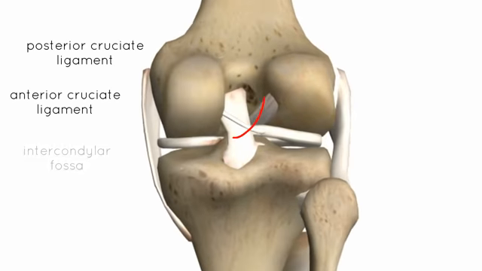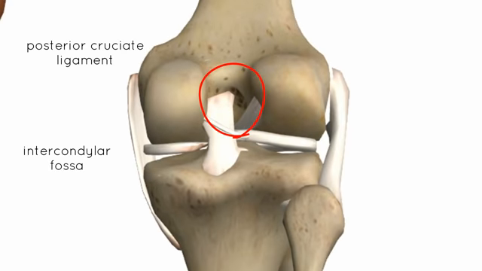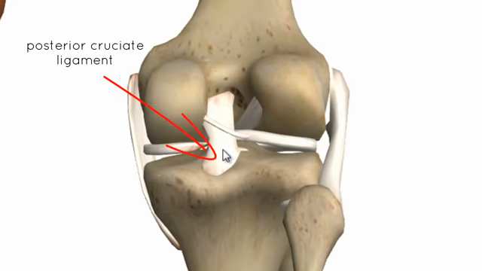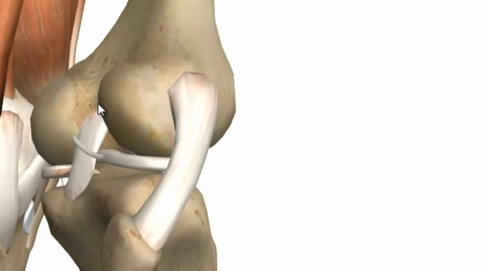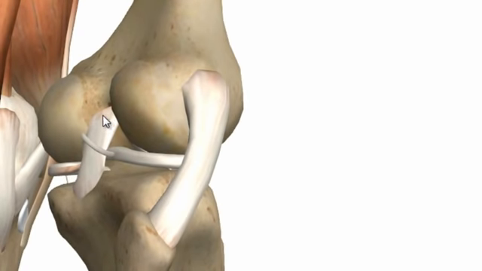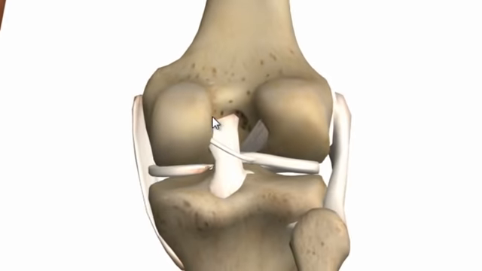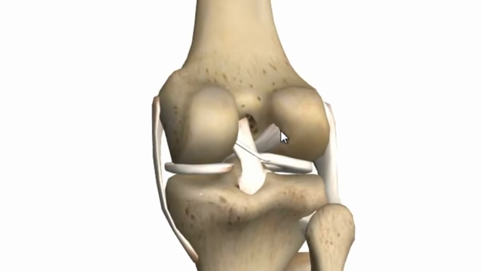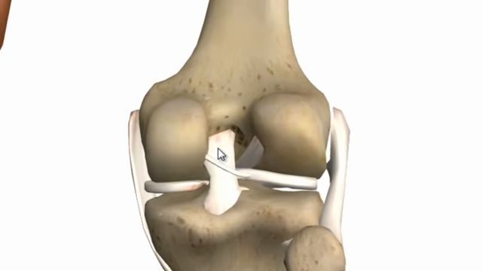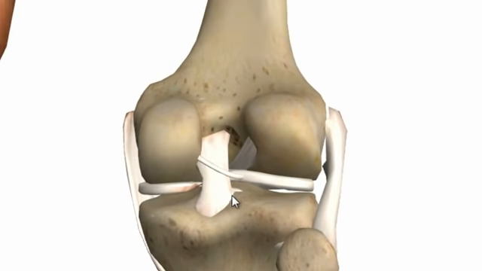So you can see their attachment in the intercondylar fossa. So this ligament here is the posterior cruciate ligament, and its proximal attachment is on the medial wall of this fossa. So you can see this wall of the fossa, so it's medially on the intercondylar fossa, and the anterior cruciate ligament has its proximal attachment on the lateral wall of this intercondylar fossa. So this attaches medially on the lateral condyle, and the posterior cruciate ligament attaches laterally on the medial condyle.